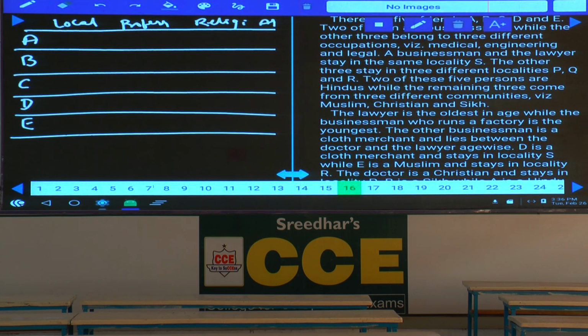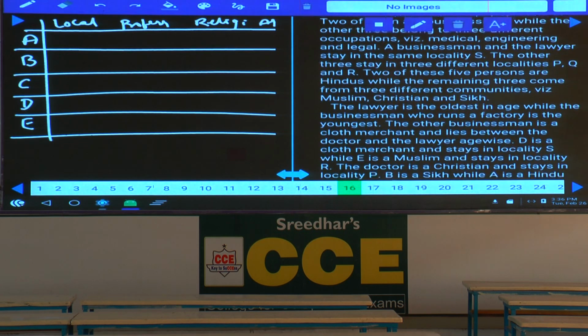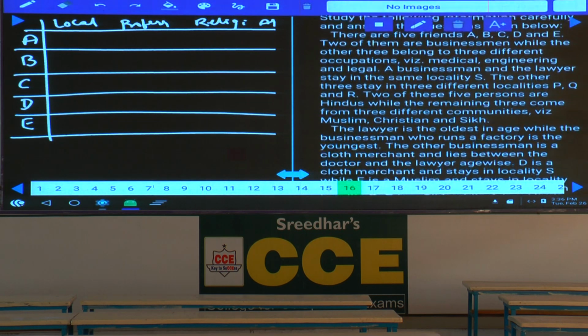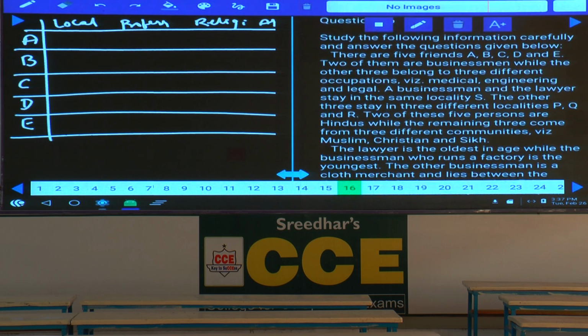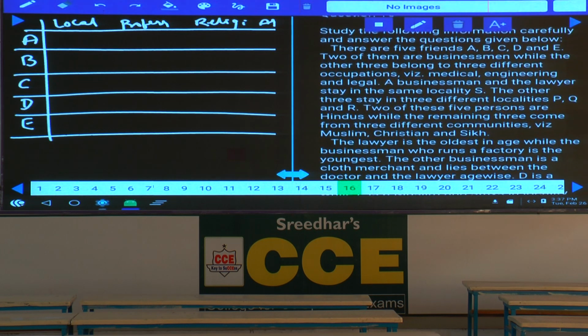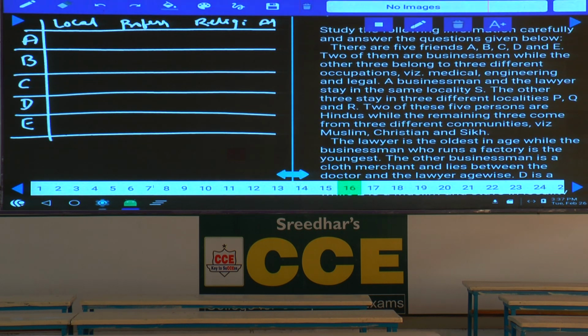Now listen to this very carefully. Now condition number 1. Well, there are 5 friends. 2 of them are businessmen. How many people belong to business? There are 2 businessmen. And the remaining people belong to 3 different professions: medical, engineering, and legal. One is medical, another one is engineering, and another one is lawyer.